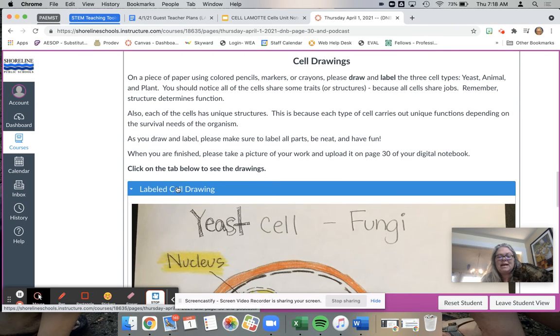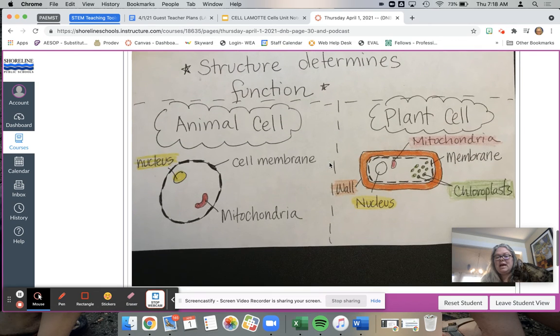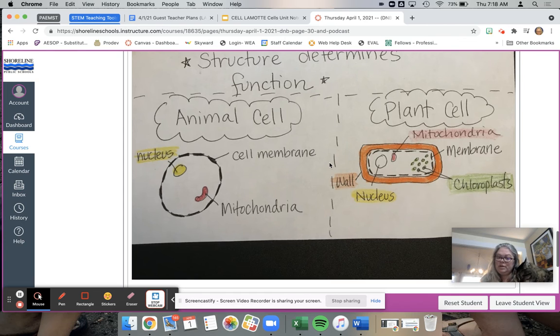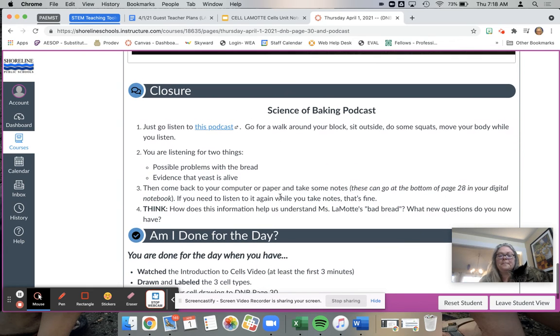So if you click on this tab right here, it's going to open up, and here is the drawing that I would like you to put on your paper that you then upload into your digital notebook on page 30. And then the final thing that I'm going to have you do is listen to an 11-minute podcast.